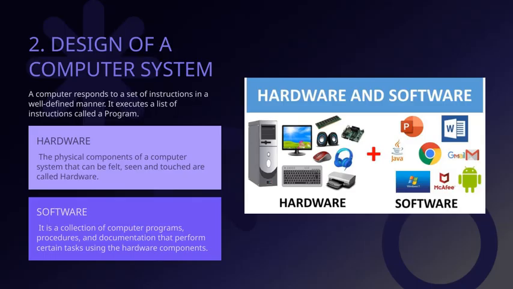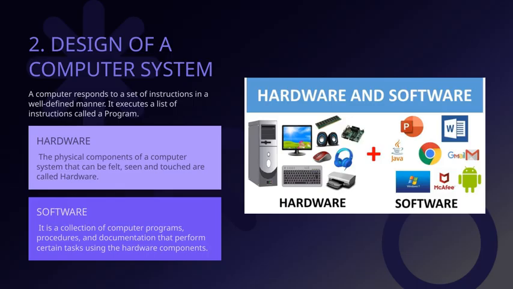Let's take a closer look at how a computer system is designed. Essentially, a computer responds to a specific set of instructions in a well-defined way. These instructions are organized into what we call a program, which the computer executes to perform various tasks. Now, when we talk about the physical parts of a computer, these are known as hardware. Hardware includes all the tangible components you can see, touch, and feel, like the CPU, memory, and peripherals. These form the foundation that allows the computer to operate.